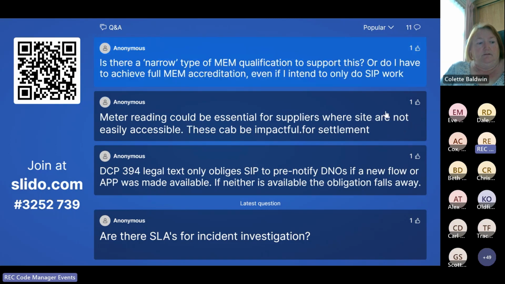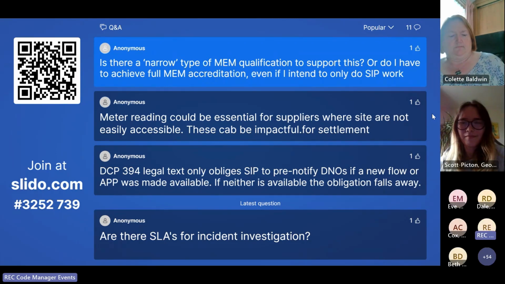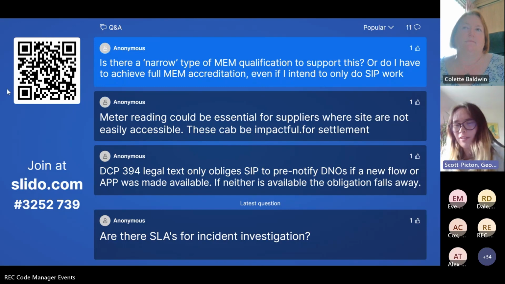Okay. The next question. Qualification related question. Again, maybe G can support with this one, but is there a narrow type of MEM qualification to support this, or do I have to achieve full MEM accreditation even if I only intend to do SIP work? I can indeed help with this. You do have to be a fully accredited MEM in order to become a SIP. There is a separate change going on, which is R0064, which is looking into separating out the meter installer role versus the meter operator role. But that is outside of this. So at the moment, you have to be a fully accredited MEM to become a SIP.